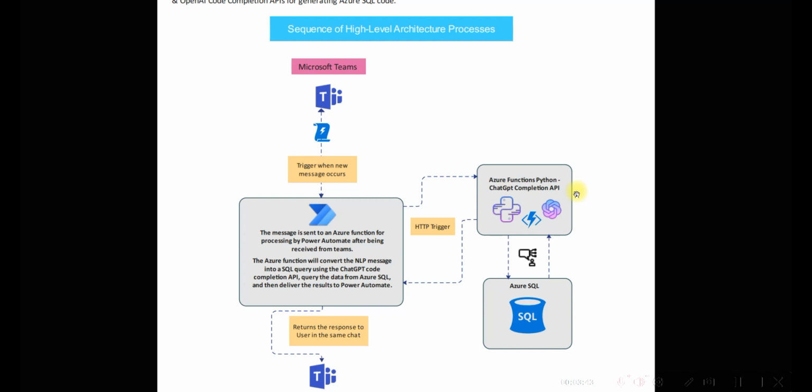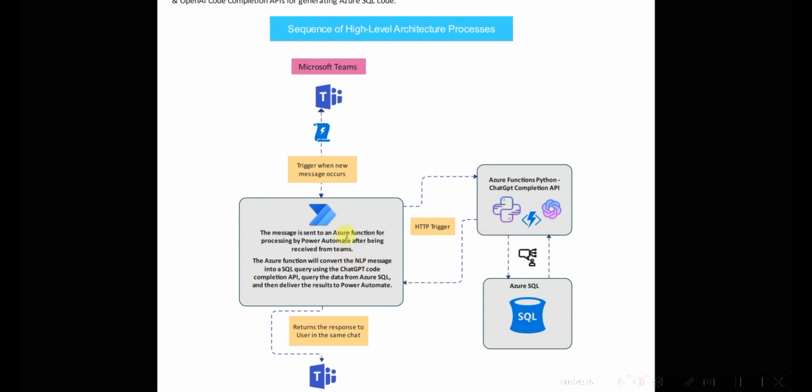The ChatGPT completion API will accept the data frame of the Azure SQL table and the prompt that has been sent to the Azure function via Power Automate. The prompt is the message from the user. With the help of those parameters, the ChatGPT completion API will create a SQL query based on the intent of the prompt. Once the SQL query is created by ChatGPT, we'll use the Python Azure function to query the data from Azure SQL and send the result back to Power Automate.